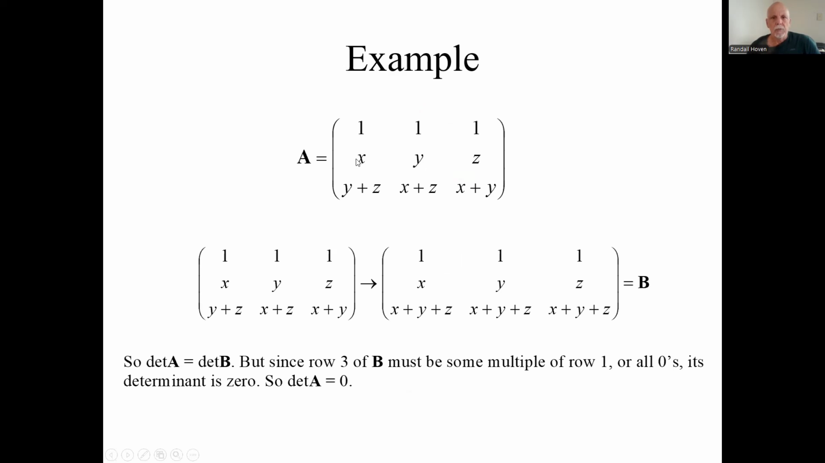What about this guy? If I add the second row to the third row, I get this. Oh, I get it. We'll call that B. So the determinant of A equals whatever the determinant of B is. But either this bottom row is all zeros, in which case the determinant is 0, or it's just a multiple of this first row, in which case the determinant is 0. So the determinant is 0.